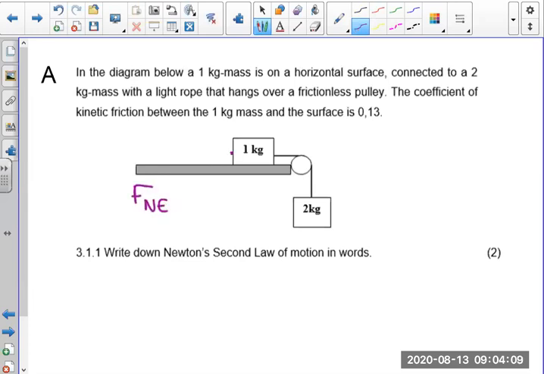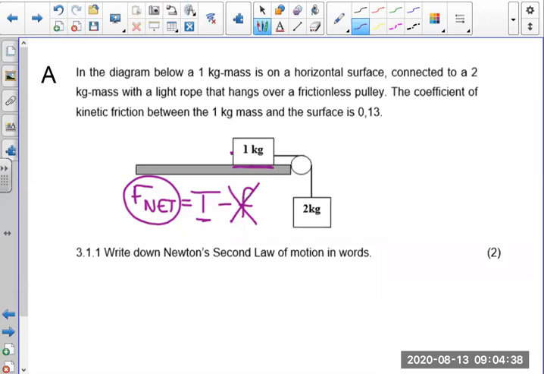When we look at the friction force, we know that if we work out F net in the previous sum, we said F net equals m times a. It is the tension minus the friction. Now, if there's no friction to minus, what's going to happen to the net force? It's going to increase. So what is going to happen? The 1 kilogram block is going to move faster because there's no friction to minus from the tension force. Therefore, the net force will increase.